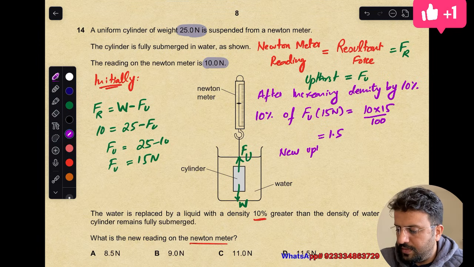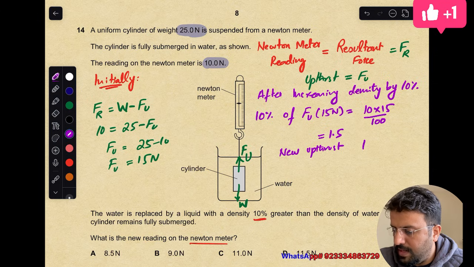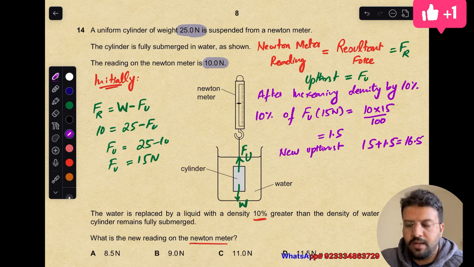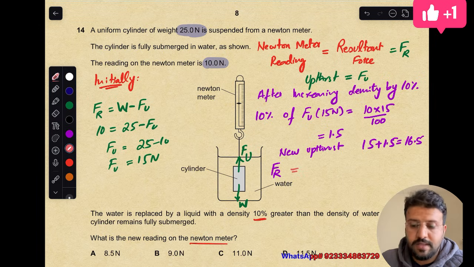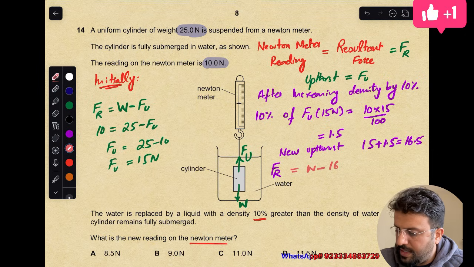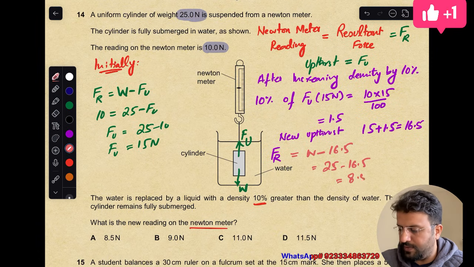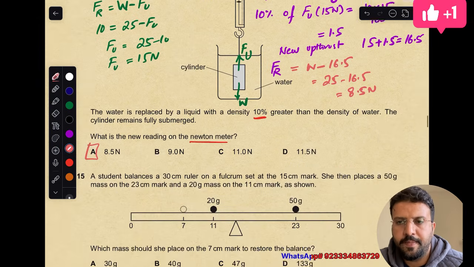So the new upthrust will be 15 plus 1.5, that is 16.5. The Newton meter reading is equal to FR, the resultant force. Now the resultant force will be the weight minus this 16.5. Weight is still 25, minus 16.5, that gives you 8.5 Newton. It's option A.